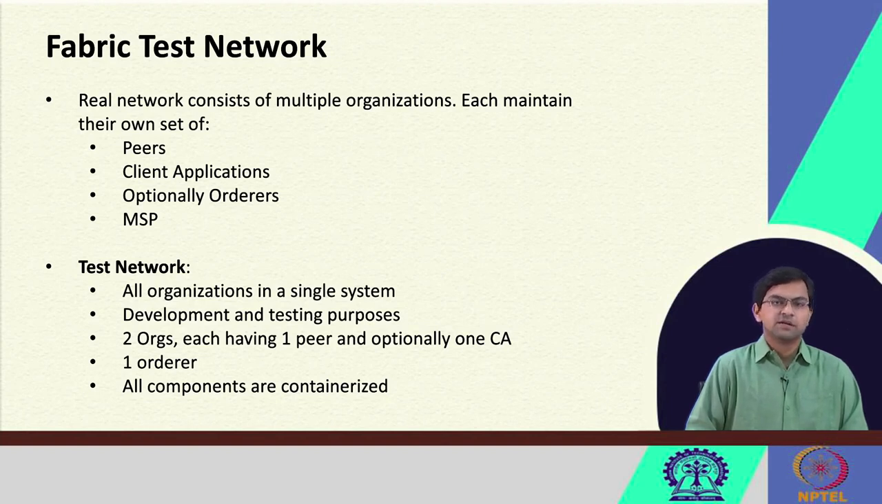The default settings of the test network include 2 organizations, each having one peer and optionally one certificate authority. The CA is basically one implementation of the MSP. The CA issues certificates and credentials to different participants within an organization. So, if you have multiple applications, multiple peers, etc., then the CA can issue credentials for them. The test network will have only one orderer, and all of these components, the peers, CAs, and orderers, will be containerized.